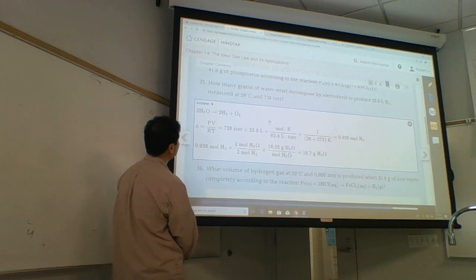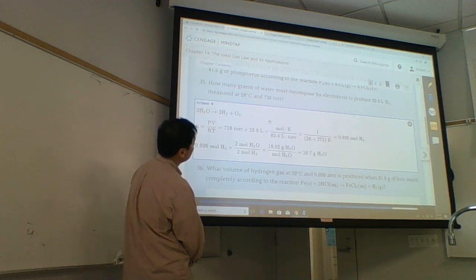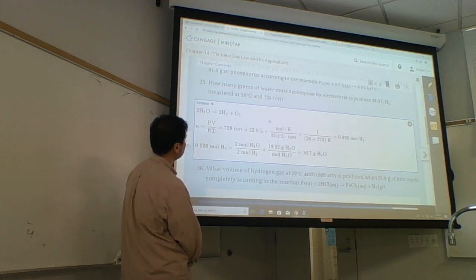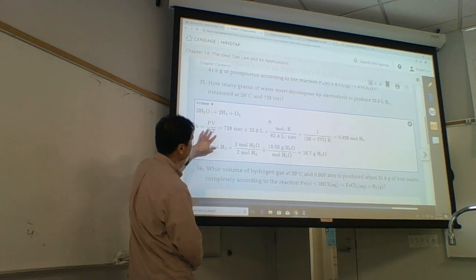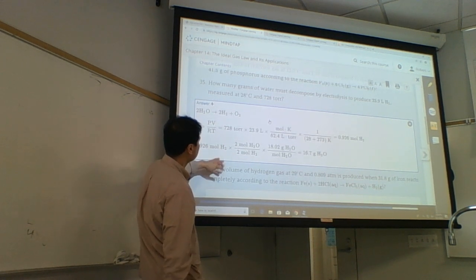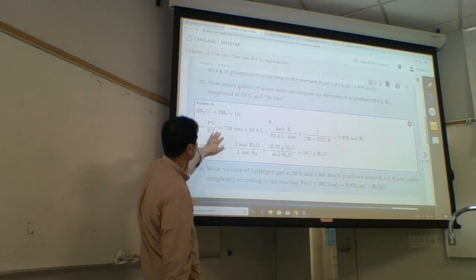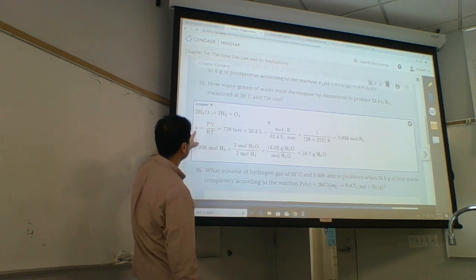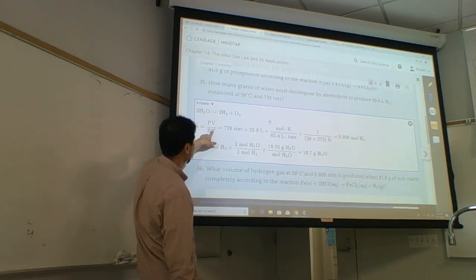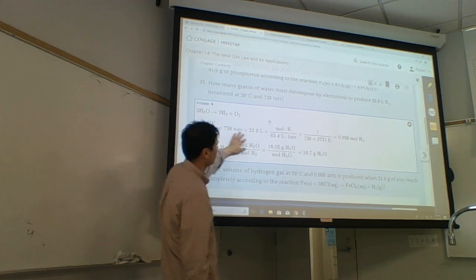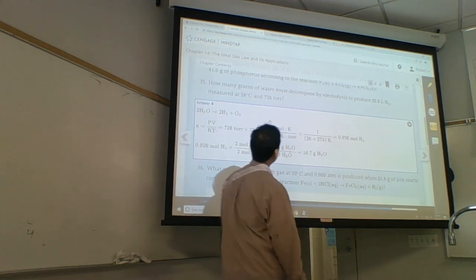And then we need to go from liters of hydrogen to moles of hydrogen. So how are they doing it here? What they're doing is they're not using the molar volume. They're just using the ideal gas law to calculate the moles. So the moles is equal to PV over RT. Plug that in, we have 0.926 moles.